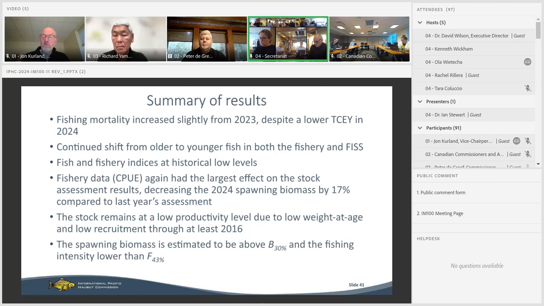And the stock remains at a low productivity level due to weighted age and this continued low recruitment, which we can now estimate through approximately 2016, so we continue to stay in this low phase of recruitment. The spawning biomass, however, is estimated to be above our B30% threshold, and the fishing intensity still below that F43% reference level.